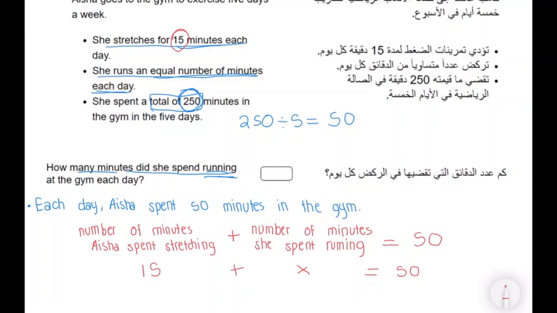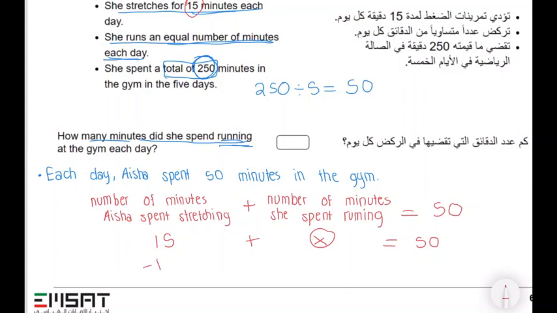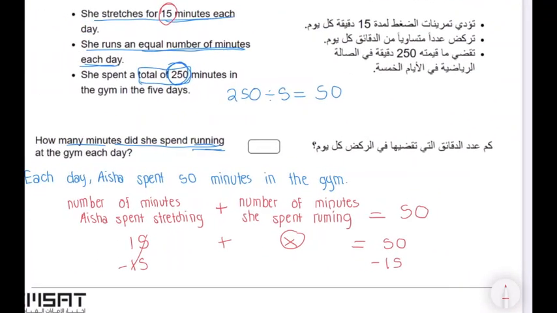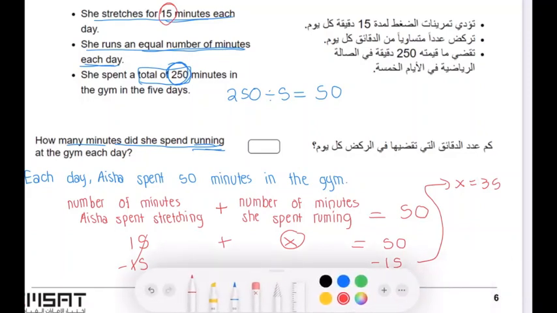So what do we want? We want to solve for x. So what do we do? We subtract 15 from both sides. And then x would be equal to 50 minus 15, which is 35, which means that Asha spent 35 minutes in the gym running each day. So the answer would be 35.